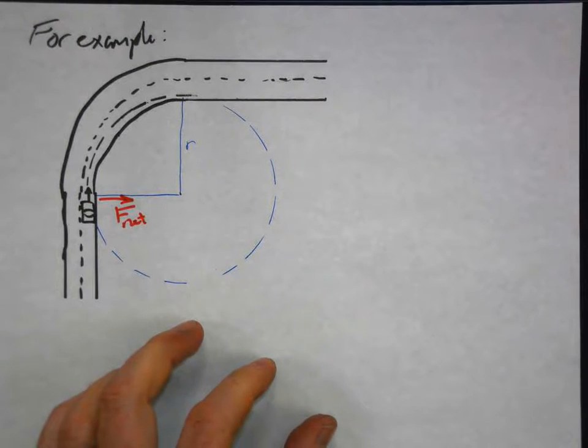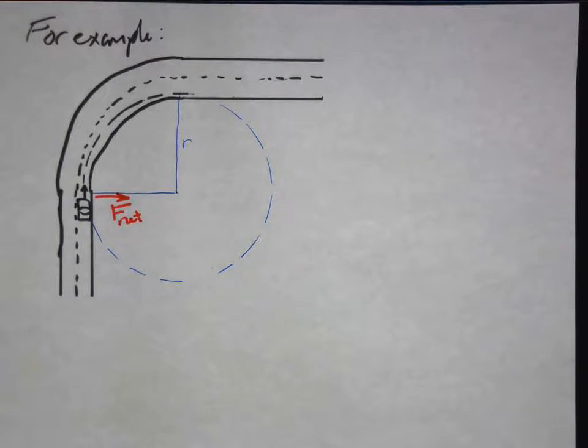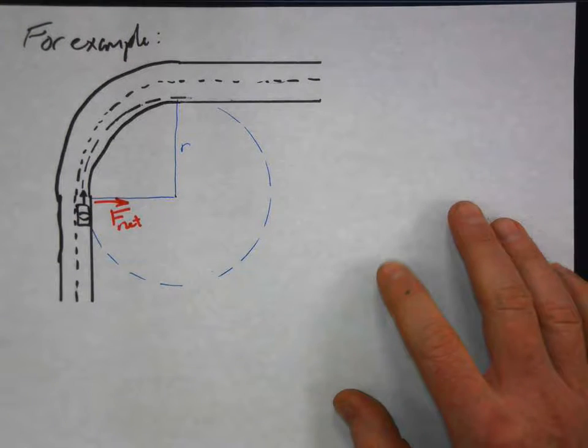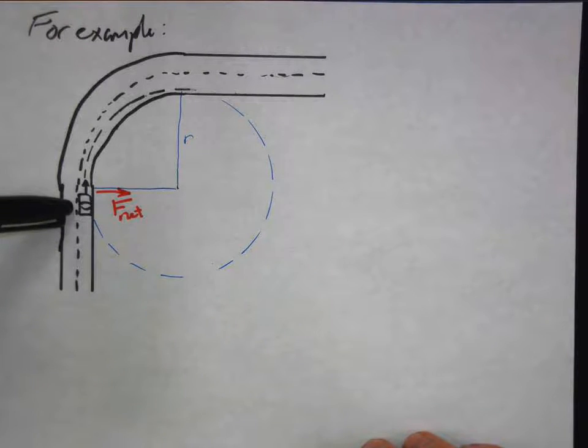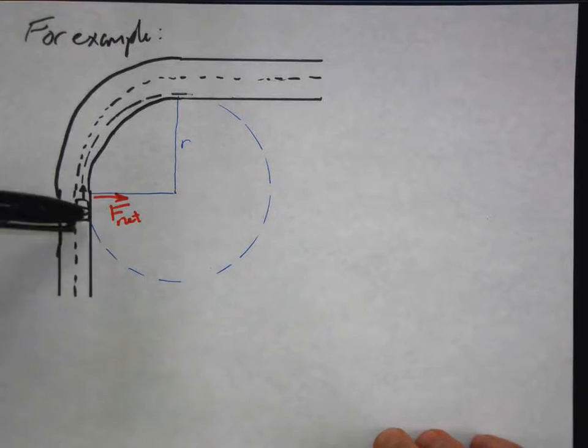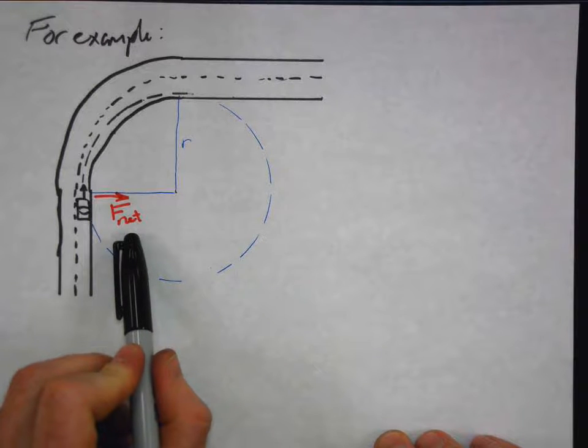What creates that force? What is causing the car to turn? No, you cannot say the steering wheel. No. There has to be something external to the car that is a force affecting it, that is an unbalanced force. So what would that be?